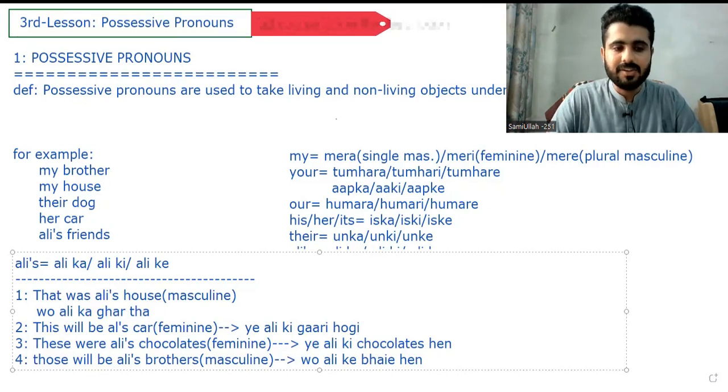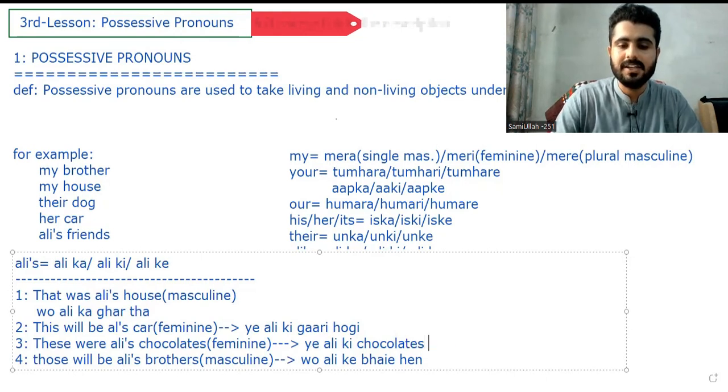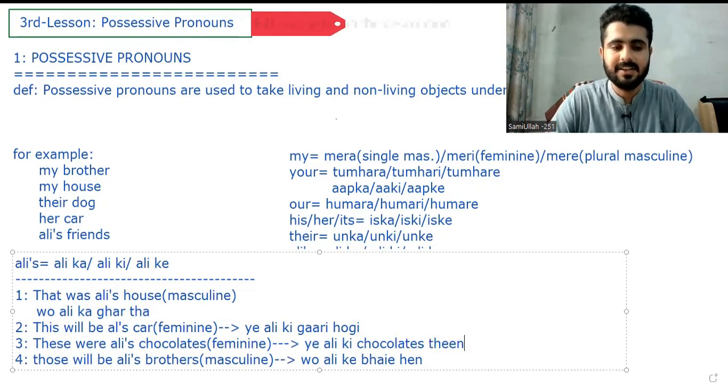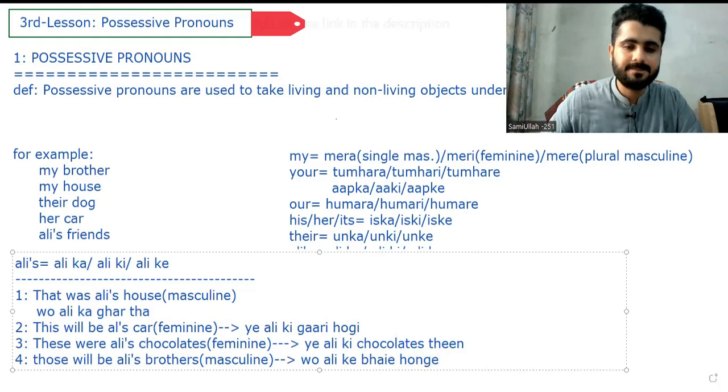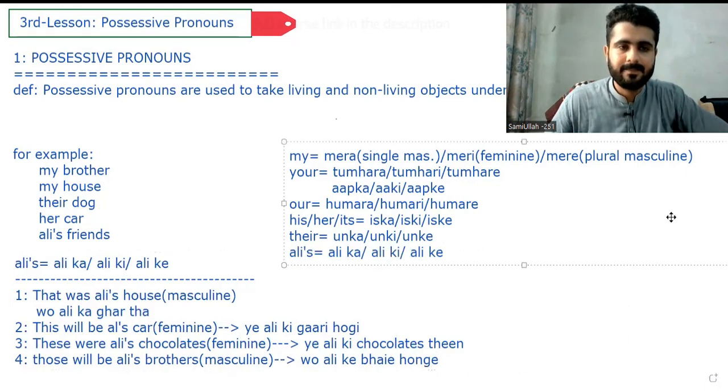Let's come to the sentence. Number 3. These were Ali's chocolates in past. Chocolates are taken as feminine. We're talking about multiple chocolates. So वो Ali की chocolates थीं for multiple feminine past. Those will be Ali's brothers. Multiple masculine brothers, multiple masculine. In future, वो Ali के भाई होंगे. I hope everything is clear.